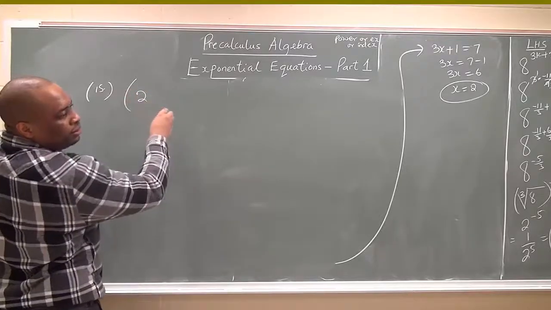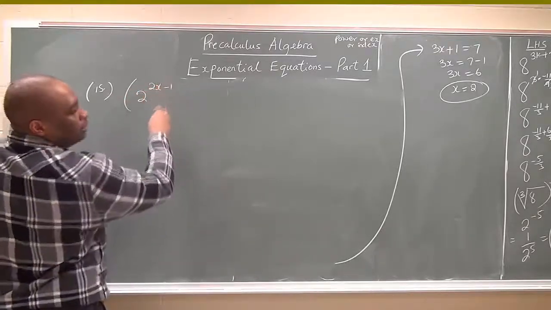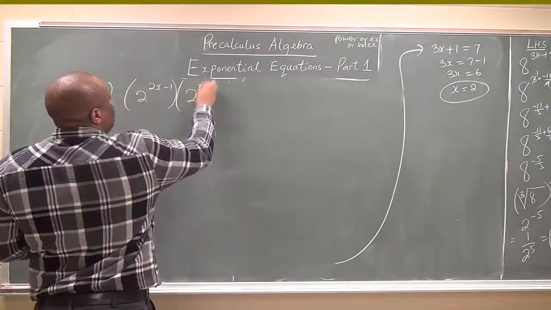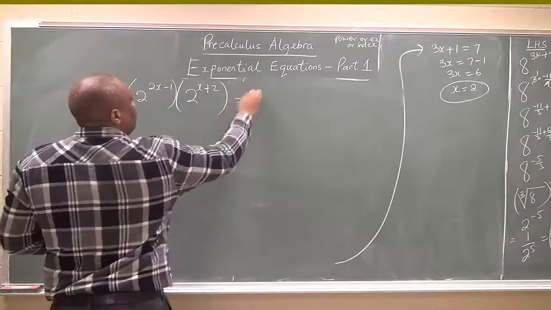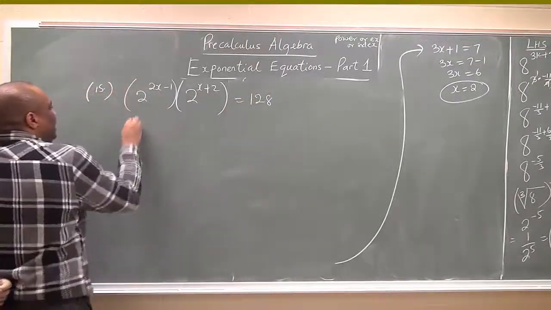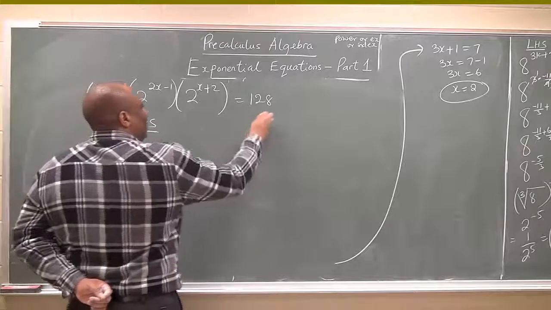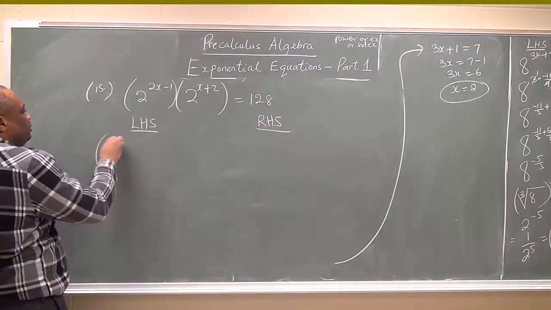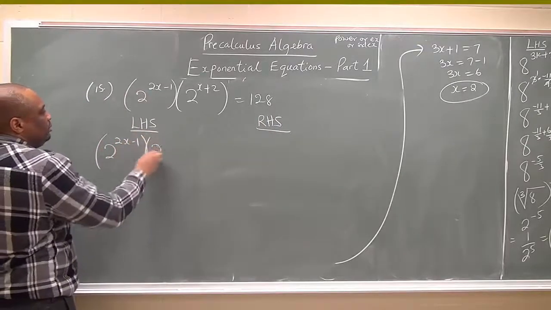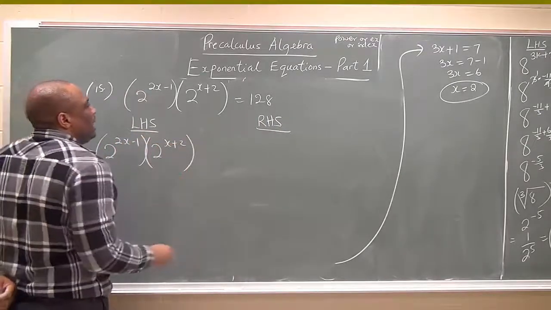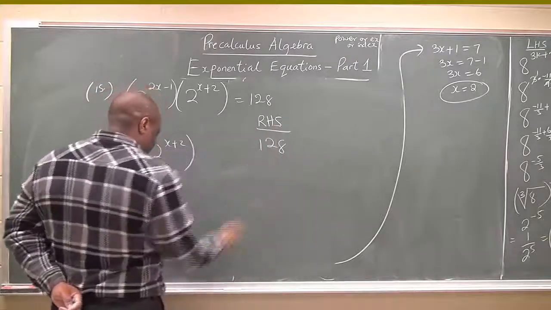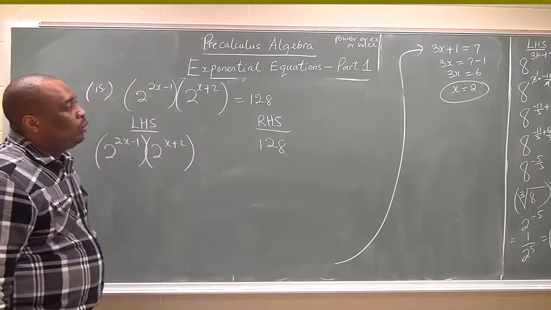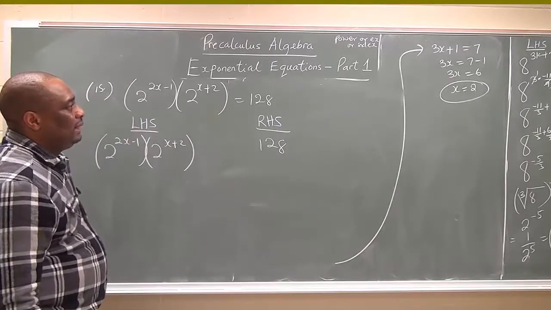Okay. So this is 2 exponent 2x minus 1, then times 2 exponent x plus 2, equal to 128. So we write our left-hand side and our right-hand side. Our left-hand side is 2 exponent 2x minus 1 times 2 exponent x plus 2, and our right-hand side is 128. Now, which side has a variable? Only the left-hand side.